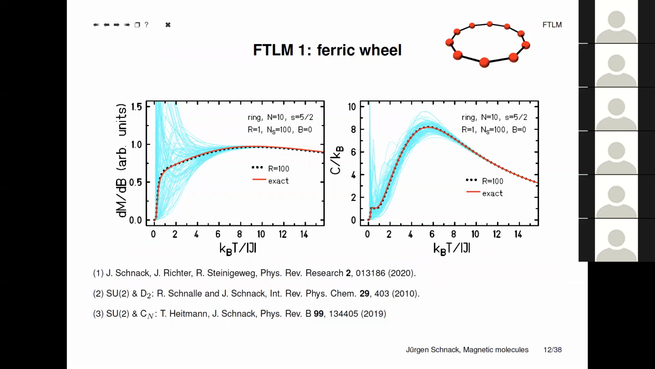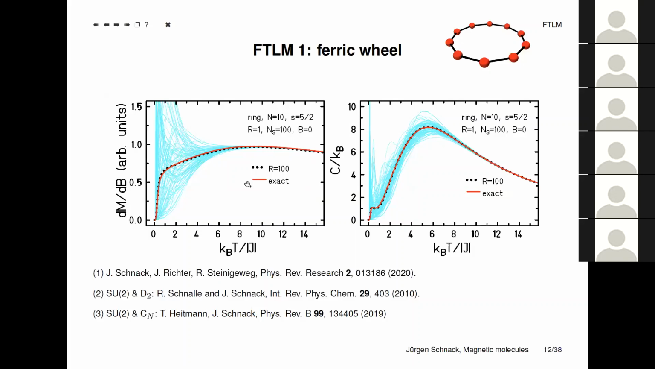So I give you two examples. Here's the ferric wheel that I showed you. Remember, dimension 60 million. And if I do the random vector business and I just pick one random vector, then I obtain these light blue spaghettis. So every spaghetti is an expectation value of this differential susceptibility versus temperature for just one random vector drawn from Hilbert space. And you see above roughly temperature 10 in these units, it's good. And below it's fluctuating. But if I average over 100 of these vectors, this yields the dots, then I see that I obtain a curve that coincides with the exact curve in this case.